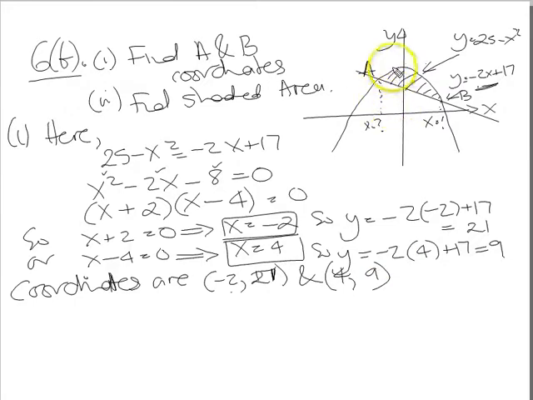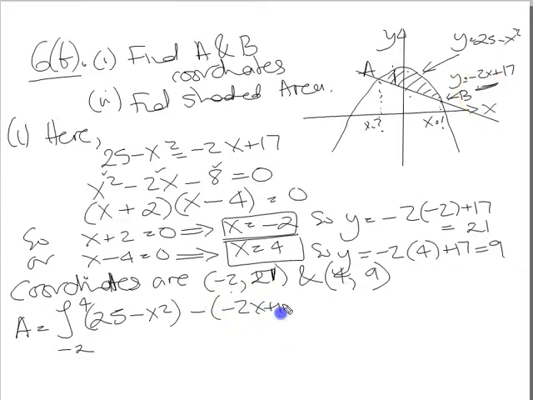It's the difference between the heights, isn't it? Between minus 2 and 4. So the area would just simply be the integral. So the area A equals, between minus 2 and 4, the difference between the uppermost height, take away the bottommost height. The highest value is 25 minus x squared. Yeah? And you take away from that the bottom value, minus 2x plus 17.